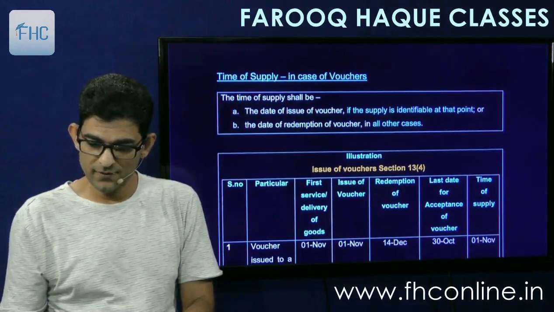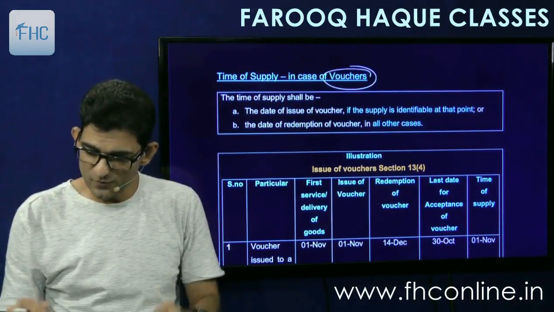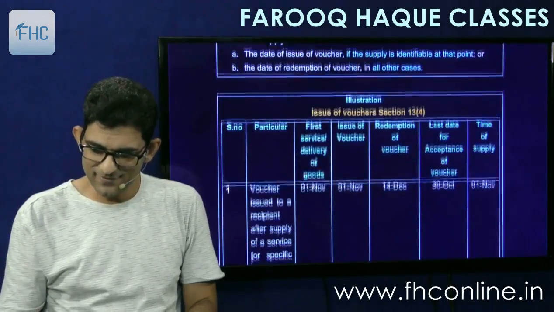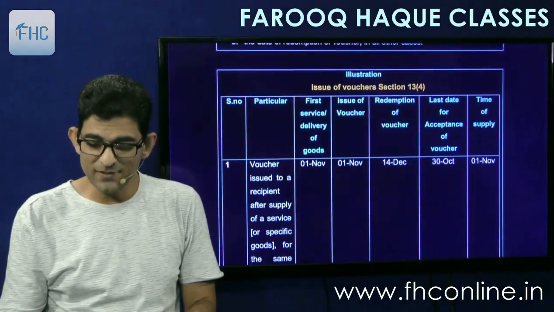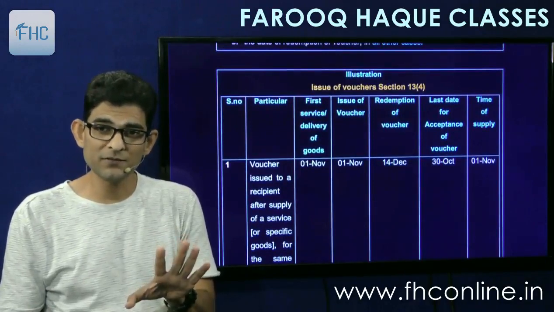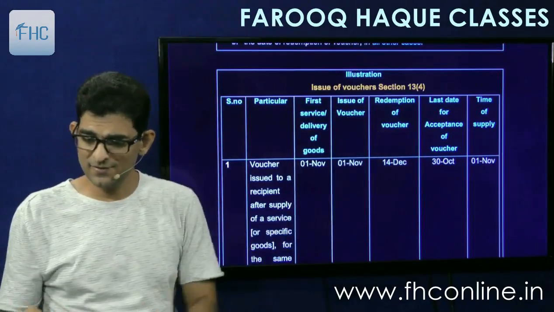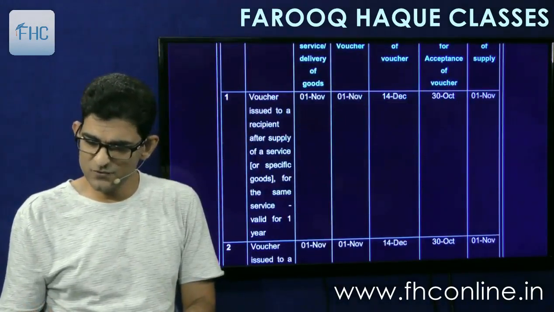Good. And then next is the example of vouchers. Vouchers is very simple. You can do it. If goods are identifiable, then date of issue of voucher. If goods are not identifiable, then redemption of voucher. Very simple. Though issue of voucher is given, redemption of voucher is given. So you just compare.